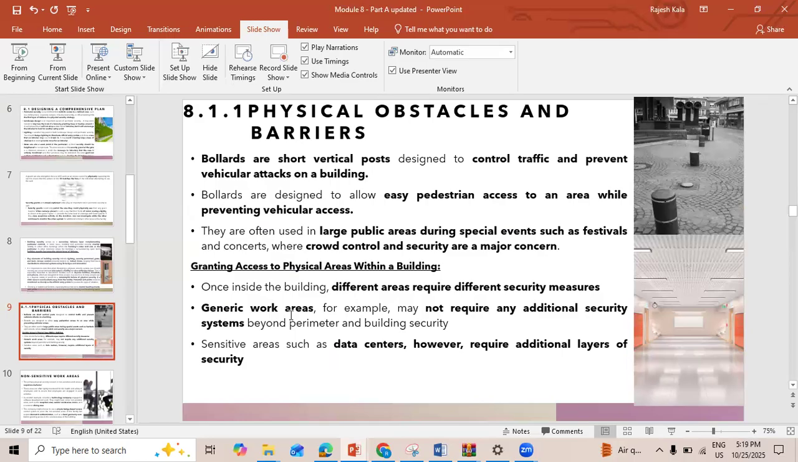Each area will have a different type of security system. For example, in a generic work area I'll have ID card swiping. I want to go to the canteen, usually it's open, but still if you want to enter the canteen, maybe you can swipe the ID card. But if you want to go to a sensitive area like the data center, you cannot enter with your ID card. There will be biometric systems like facial scanning or fingerprint scanning, something like that.